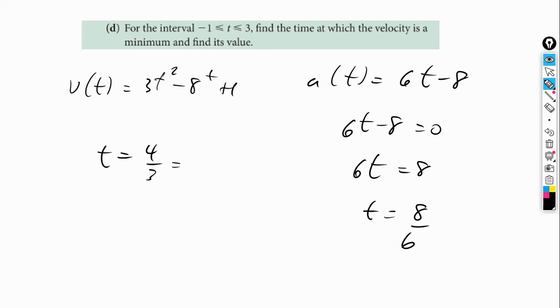And that is, of course, 1.3333, right? This 3 goes on forever. So this would be the time at which there is a minimum. And that minimum velocity would be just plugging in the value 1.3 into the function. And this gives us approximately negative 4.3.